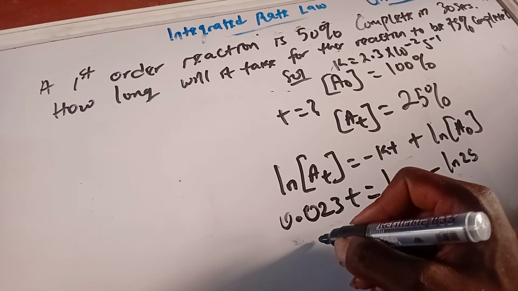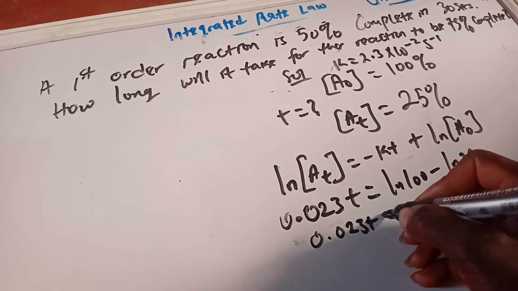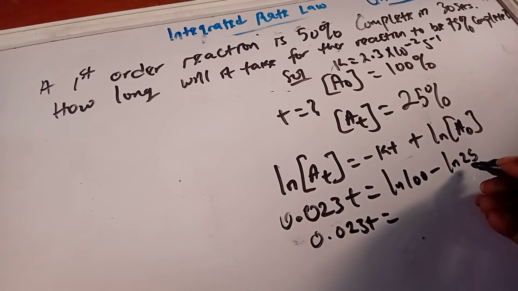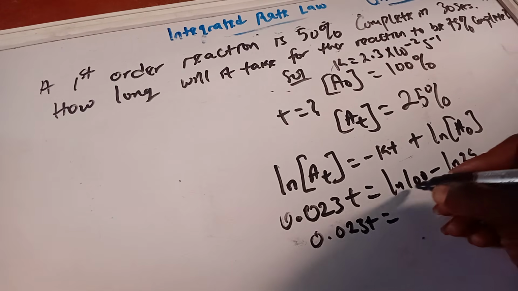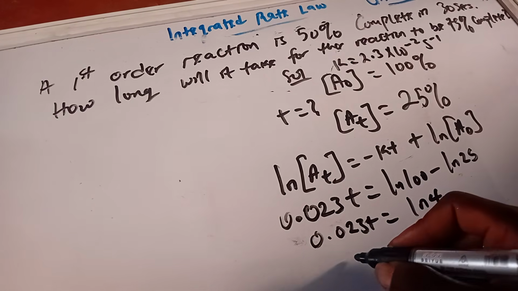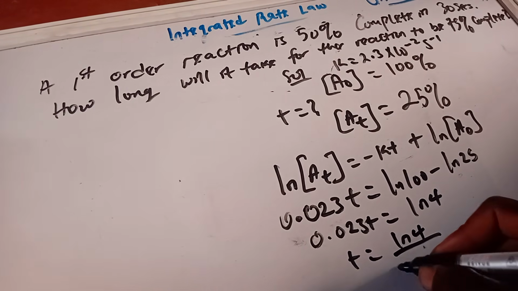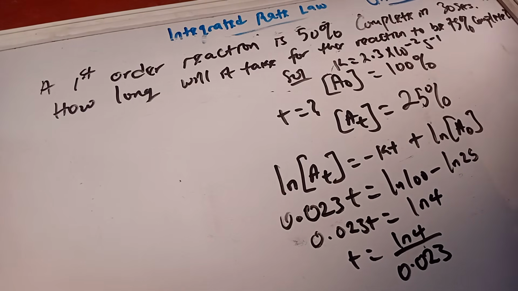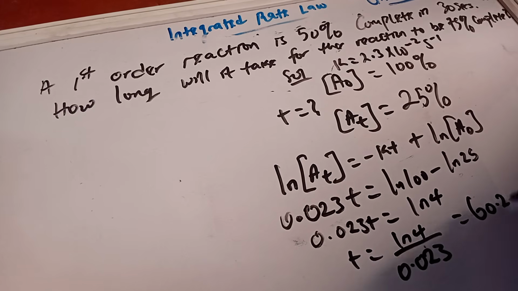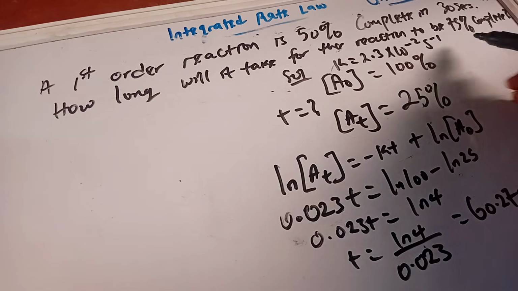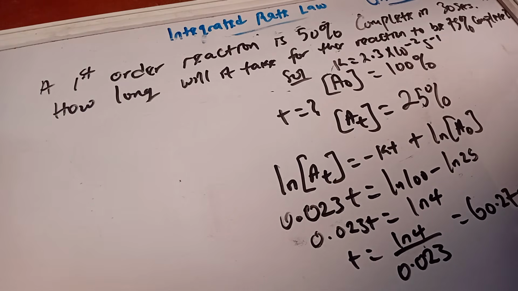This gives us 0.023t equals ln 100 over 25, since ln A minus ln B is ln A over B. So this will give us ln 4. Here we have t equals ln 4 over 0.023, which is 60.27 seconds. So at time 60.27 seconds, it will be 75% complete, which means the concentration at that time will be 25%, that is 25% incomplete.